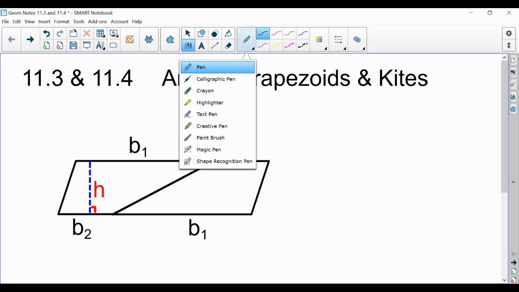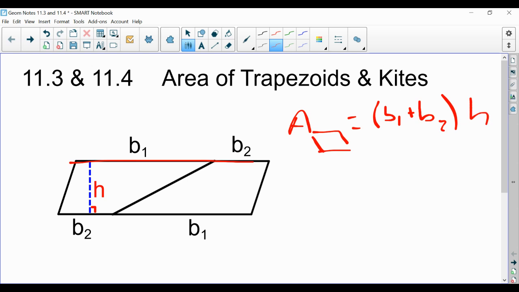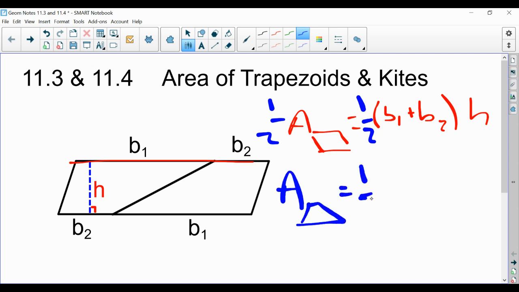And so now the formula for the area of a parallelogram, of course, is base times height. So the area of this entire parallelogram is going to be the base, which is the two things added together, B1 plus B2, times the height, which was the original height of the trapezoid. And of course, since we only have half of a parallelogram, I can just take half, and my formula for the area of a trapezoid is going to be 1/2 the sum of the two bases times the height. And that is where the formula comes from.